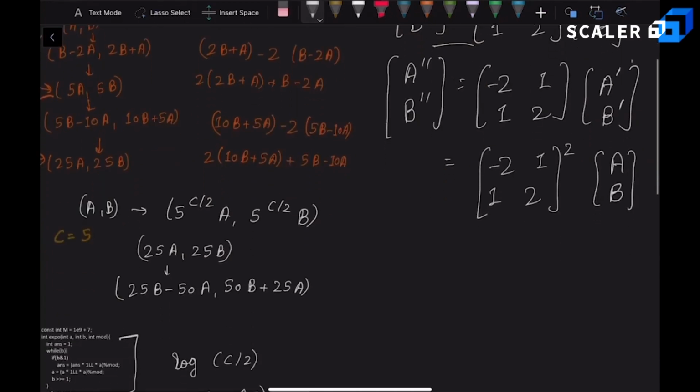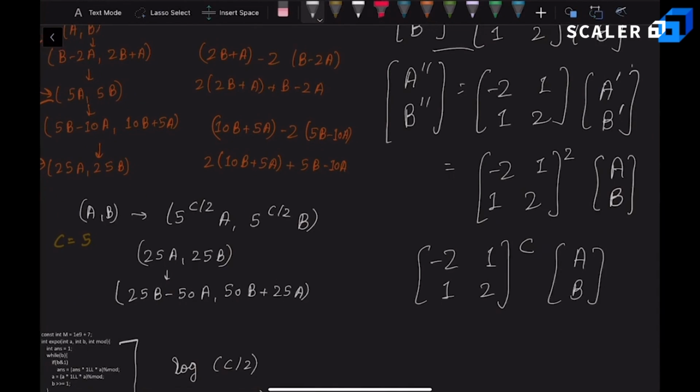So that is the value after doing 2 operations. So we can say that if we do C operations, the final value will be [[-2, 1], [1, 2]] raised to C into [A, B]. So these are the coefficients as per our problem. Even if we are given some random coefficients, we could calculate it using matrix exponentiation and finally calculate the values of A and B.